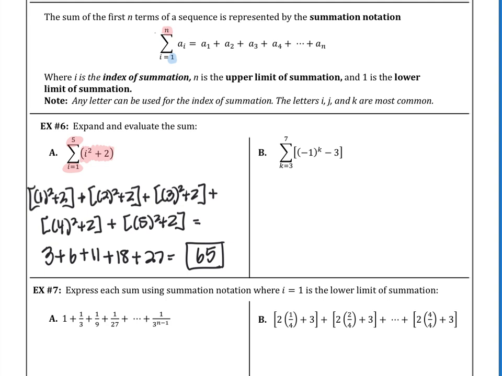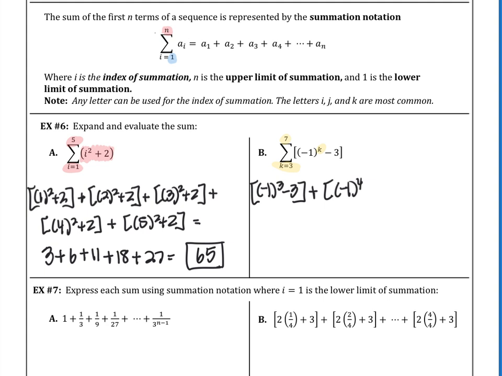All right, so let's check out the next one on part B. Here we're starting at a k of 3, so I'm plugging in 3 for the k into that expression, and then I'm stopping at the 7. Then I've got to add all those together. So if I plug in 3, I get negative 1 to the 3rd power minus 3. That would be the first one.